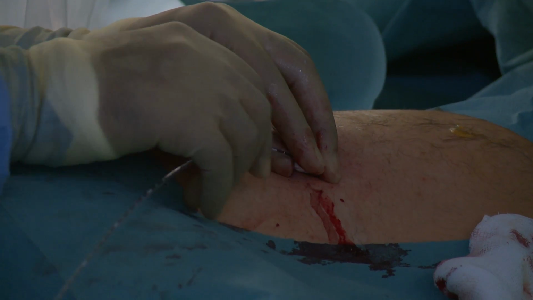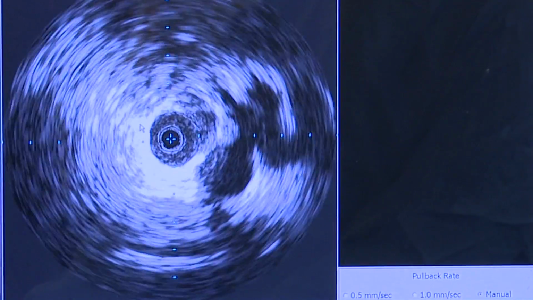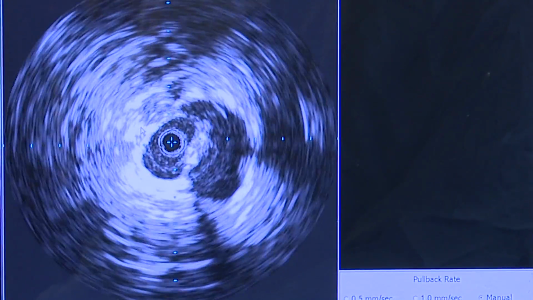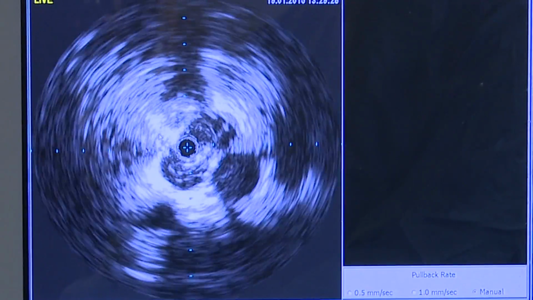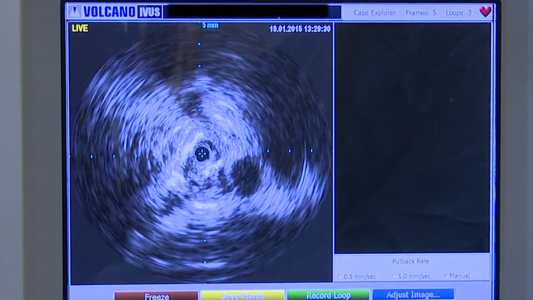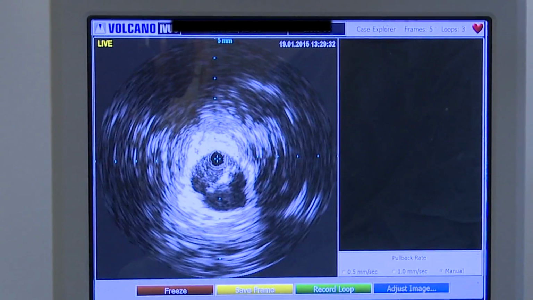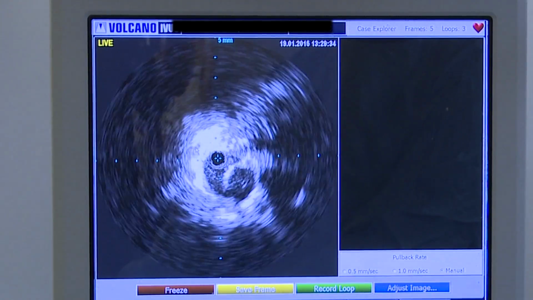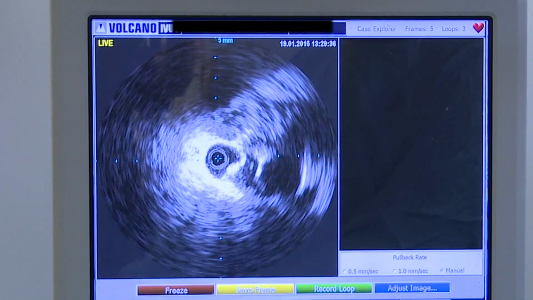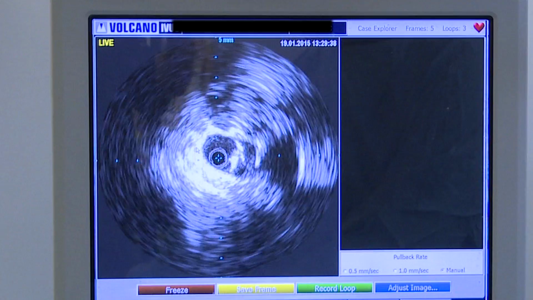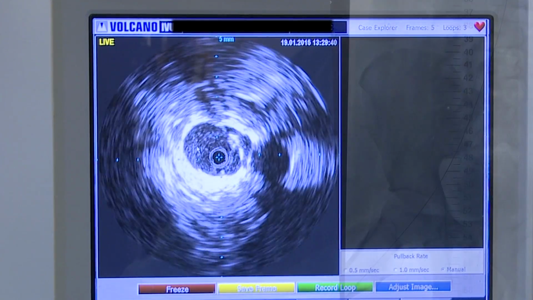The IVUS catheter is reintroduced to measure the position and length for the next stent. It is important to have a minimum of 1 centimetre of stent overlap when more than one stent is required. In this case, there is 15 centimetres of residual disease left, and a further 2 stents will be required.